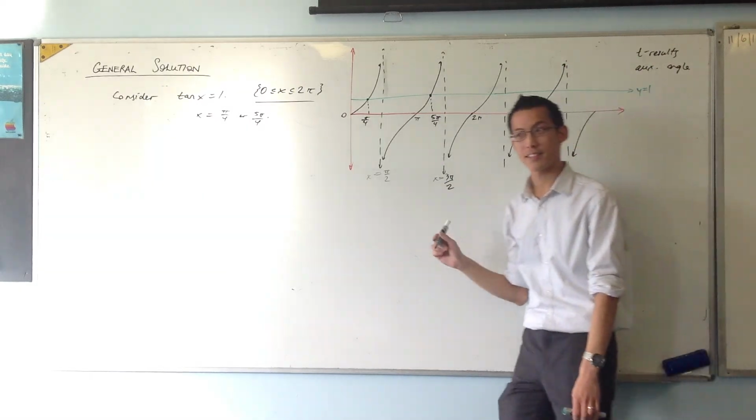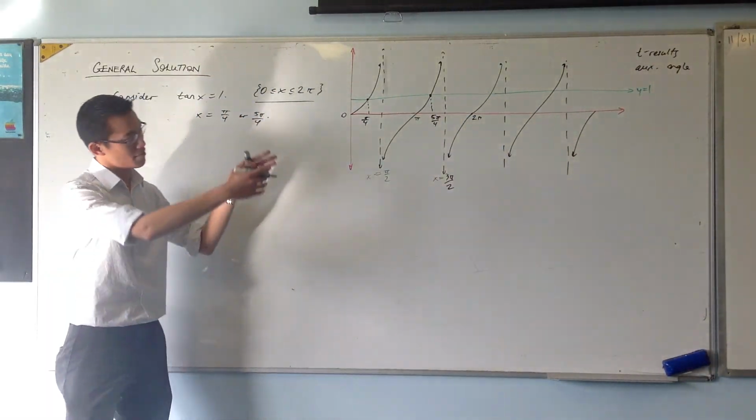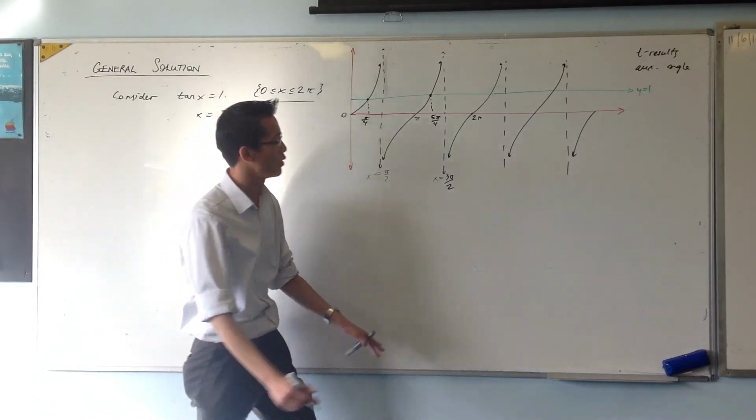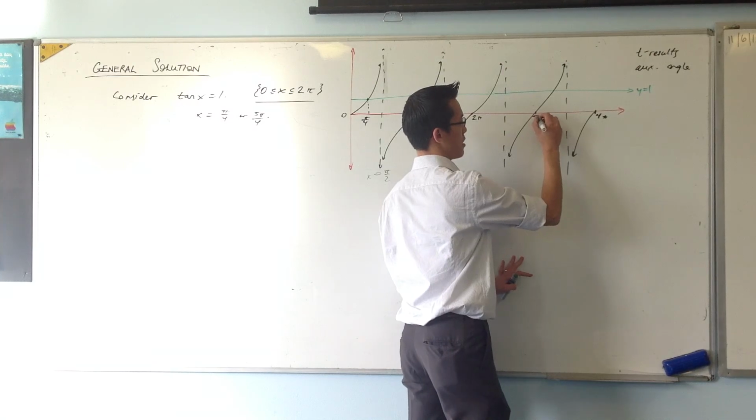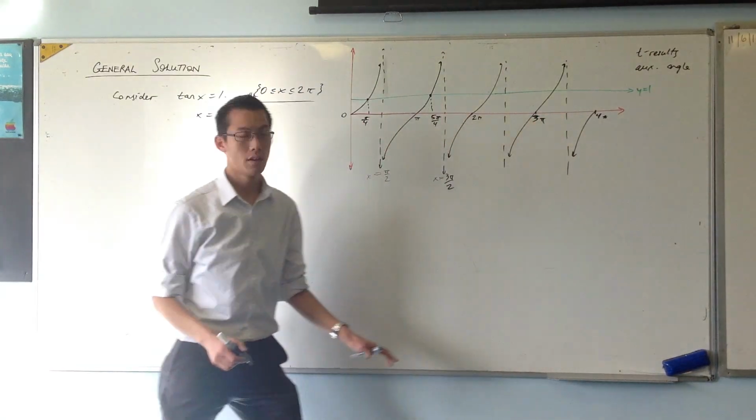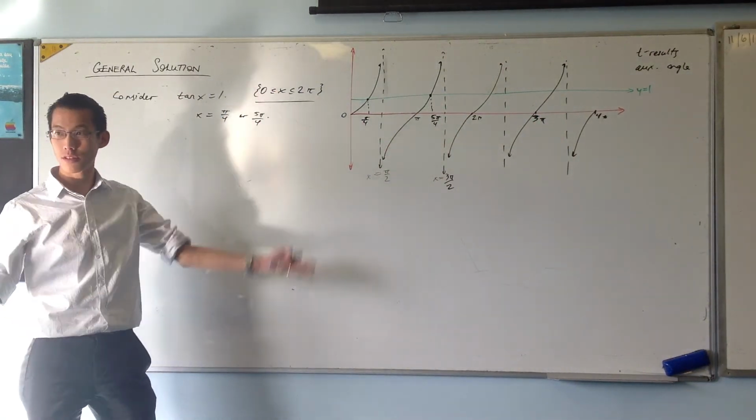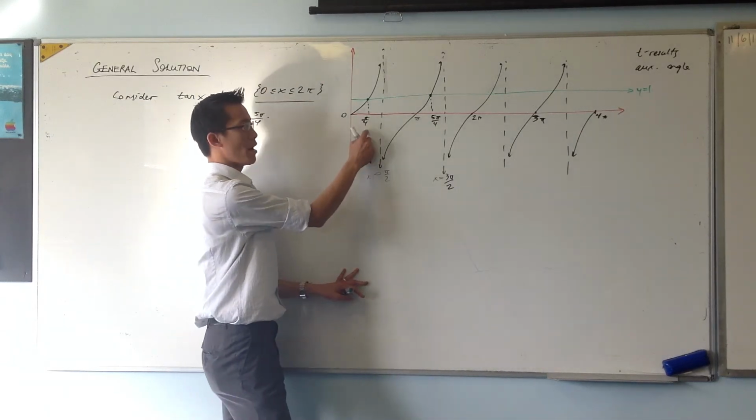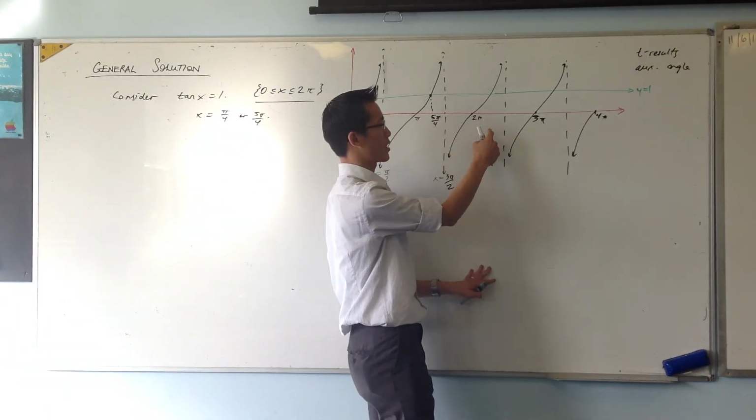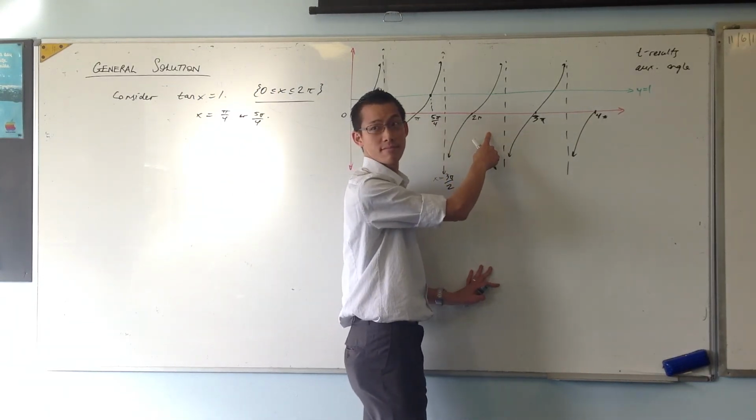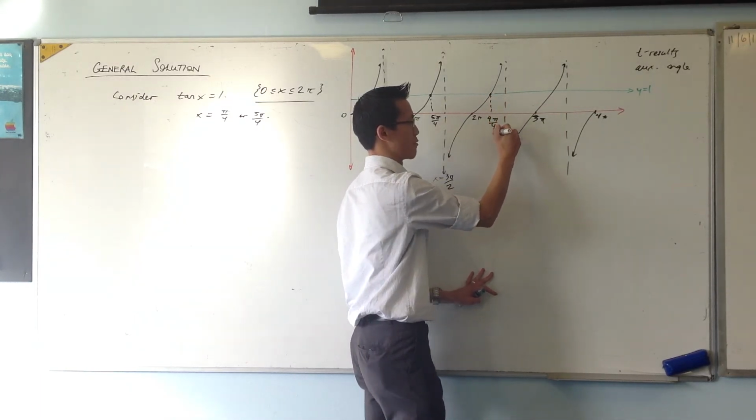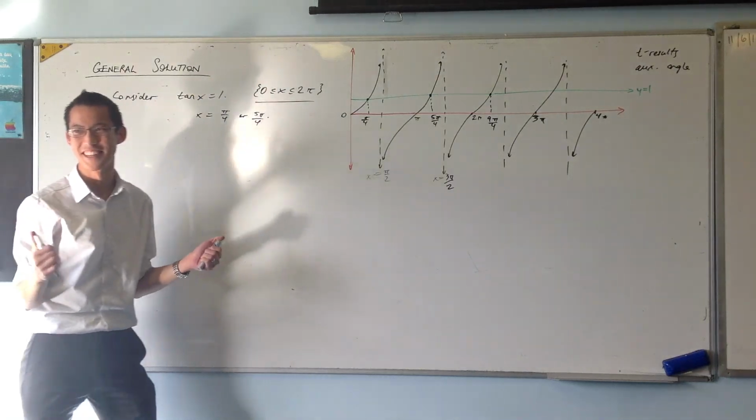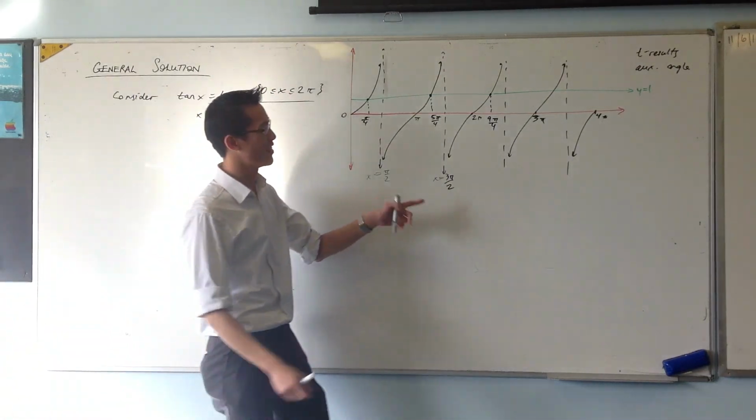Okay, so I've got at least enough space for another 2 copies of the graph. Okay, so it looks to me like I'm heading all the way up to 4 pi. That's 3 pi. Okay, so I can see another 2 solutions, right? Pi over 4, 5 pi over 4. Next one will be 9 pi over 4.